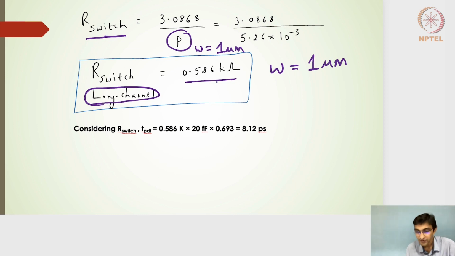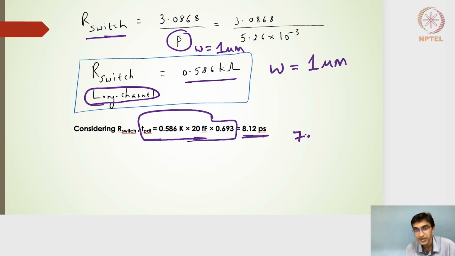So in this particular slide, what we had done is we had calculated the 0.586 kilo ohms. And if I use the R switching long channel resistance with that of a capacitive load of 20 femtofarads, the propagation delay, whatever the expression we had seen, R multiplied by C multiplied by 0.693, will give me 8.12 picoseconds, right, which is very, very close to my long channel transistor current based propagation delay falling, which was somewhere around 7.72 picoseconds, right?